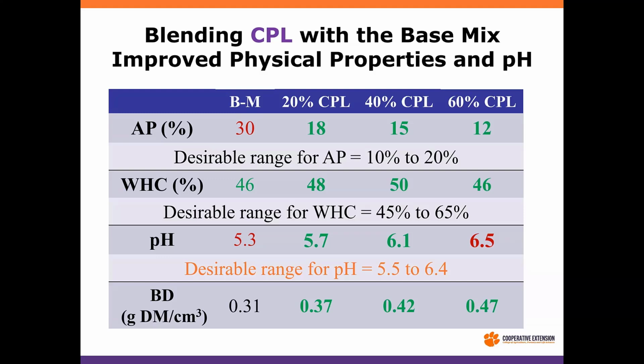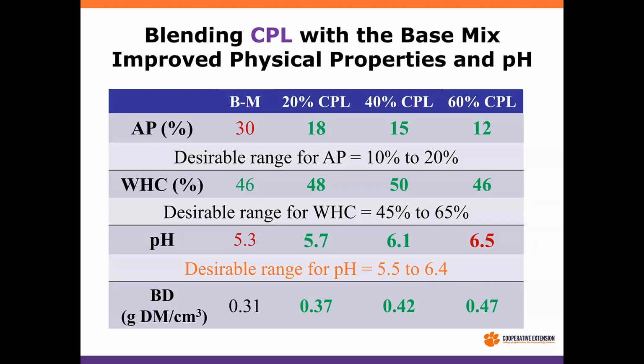Now, green means it's in the range. The desirable range from the literature is 10 to 20% on aeration porosity. 18 going down is good. So as we increase the percentage of poultry litter, we increased aeration porosity. Water holding capacity wasn't quite as dramatic. We want to be 45 to 65. The best one was 40% CPL.